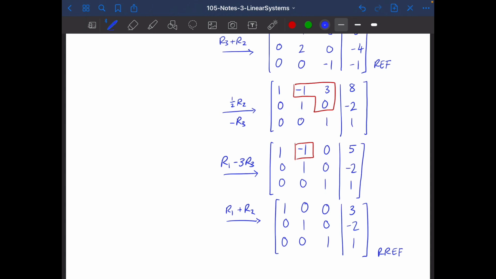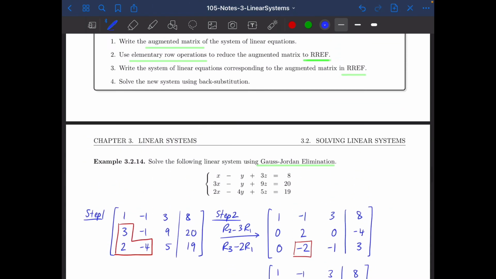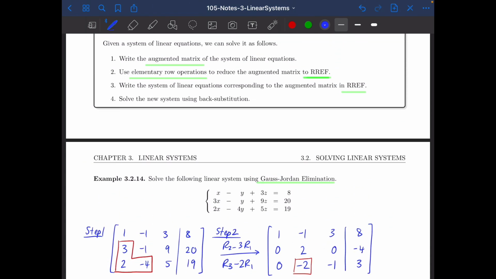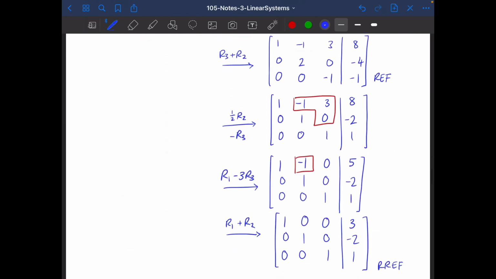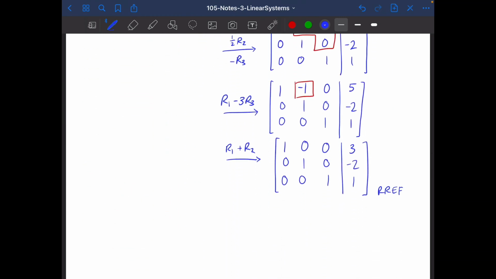And so now I move on to step 3. Step 3 of Gauss-Jordan elimination is to write the system of linear equations corresponding to the augmented matrix in reduced row echelon form. So my corresponding system that I get in step 3 is going to be x equals 3, y equals minus 2, and z equals 1. This is the corresponding linear system.